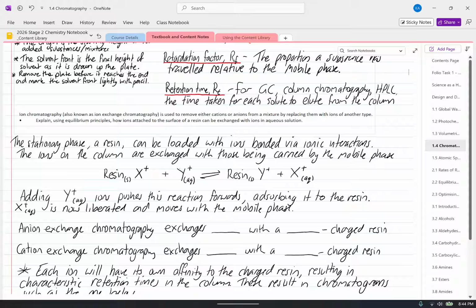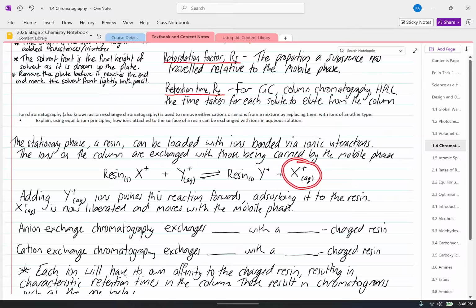So this is our chemical equation, our equilibrium, and from our previous subtopic, we know that if we add in any of these components, so in this particular case, if we put in a whole bunch of Y+, it's going to make this reaction move forwards, which will act to bond that ion Y to the resin, and it will remove X from the resin and put it into the solution. Which is explained just here.